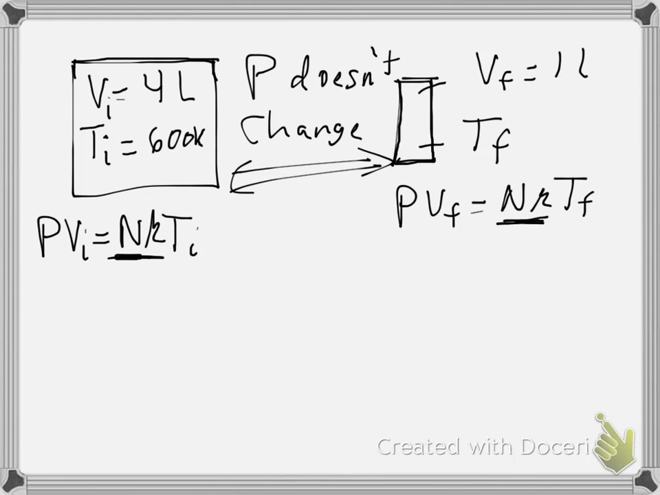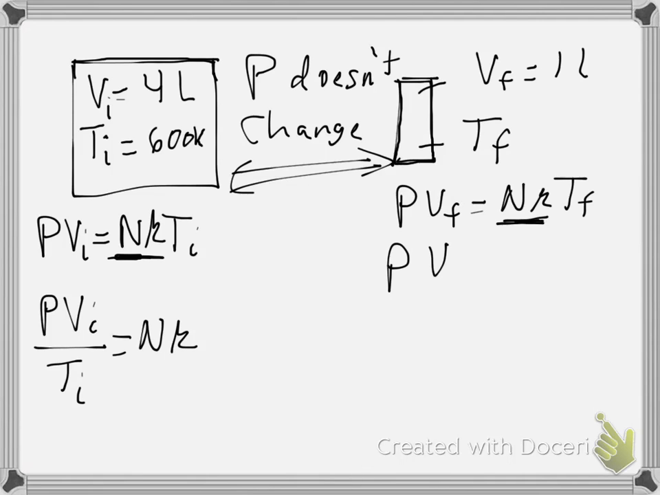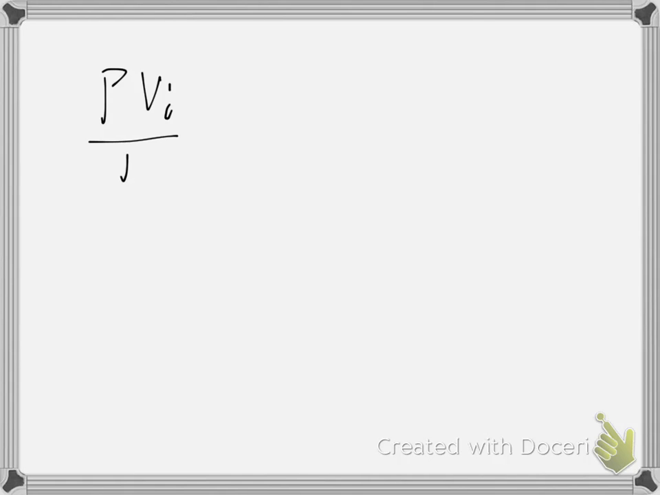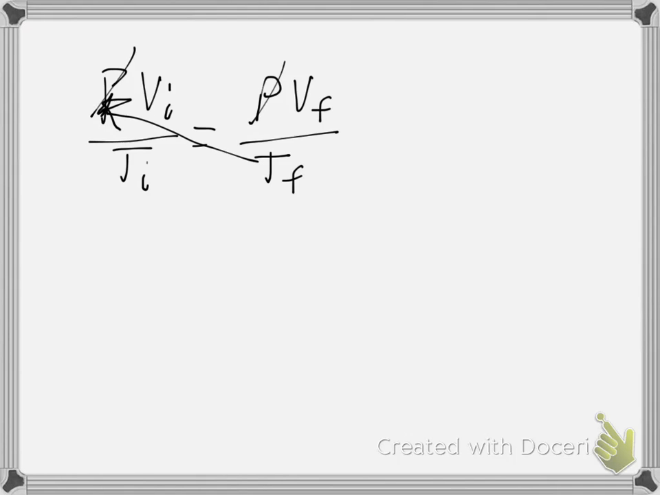And so N didn't change, and Boltzmann's constant is just a constant, so this value Nk is the same for both of these boxes. So what I can do is say that P times Vi divided by Ti is equal to N times K, and I can do that over here too. P times Vf over Tf is equal to N times K, but that means this expression and this expression must be equal. So I get P Vi over Ti is equal to P times Vf over Tf, and notice that in this case my pressures are the same in both cases because I'm holding the pressure constant, so I can solve this equation for Tf by cross multiplying and dividing.